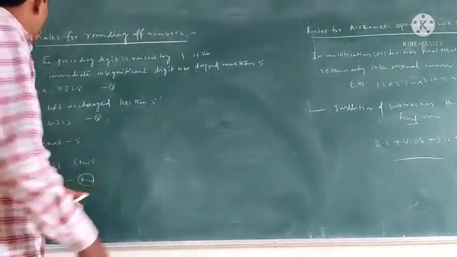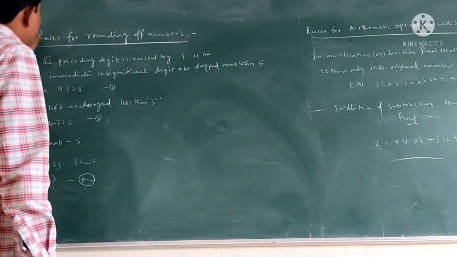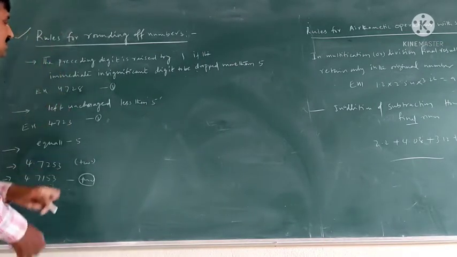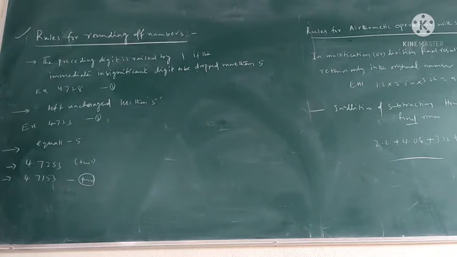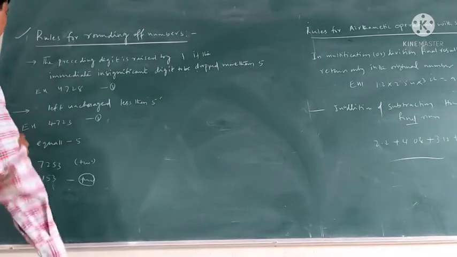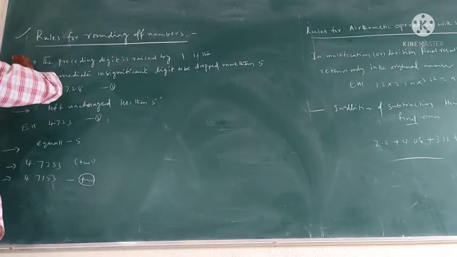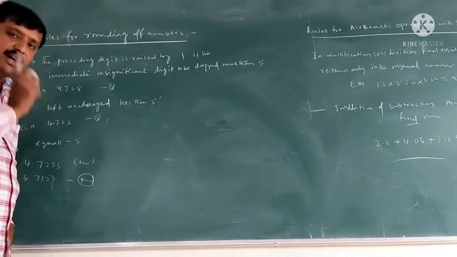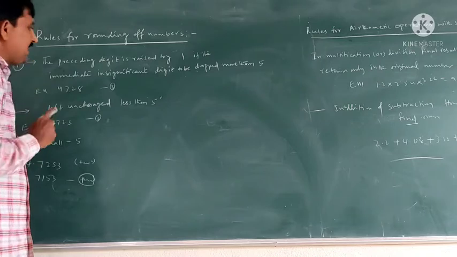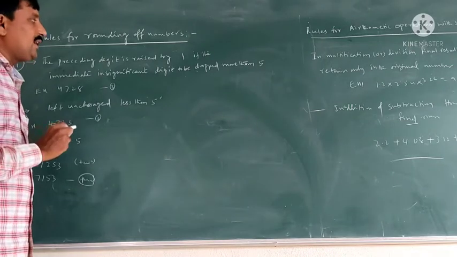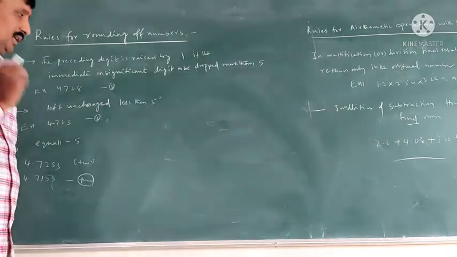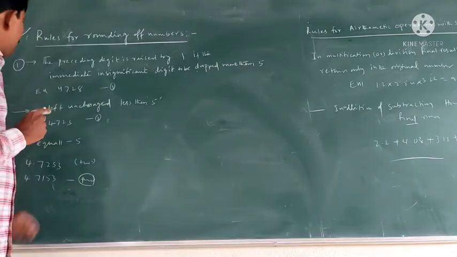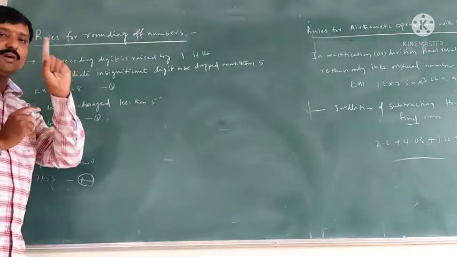We already discussed the rules of significant figures. Today we are going to explain the rules for rounding of numbers, the rules for rounding of significant numbers. The first rule: the preceding digit is raised by 1 if the immediate insignificant digit to be dropped is more than 5.